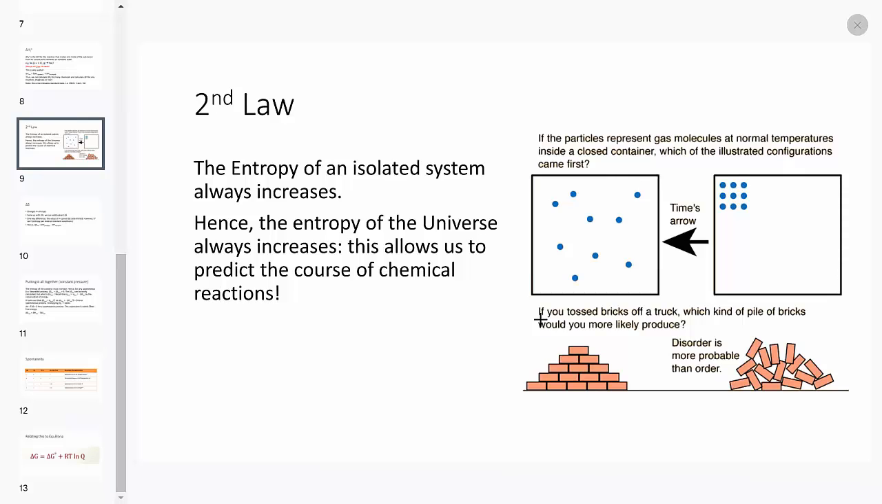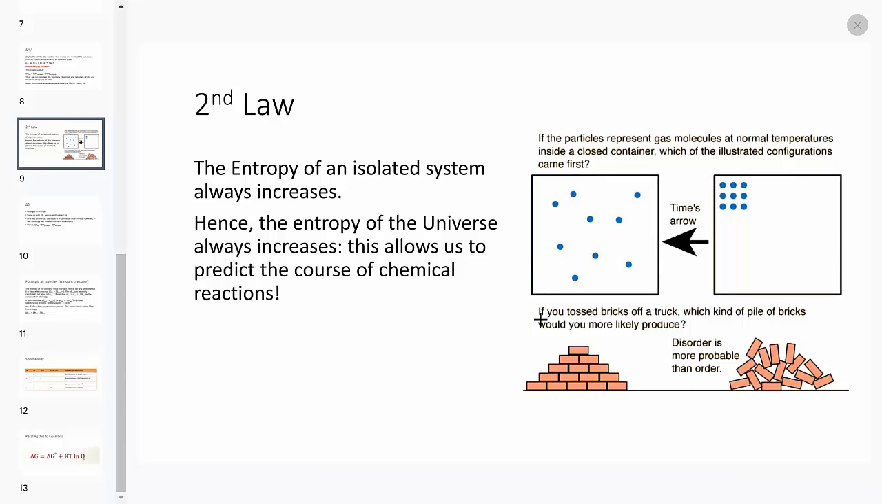Entropy, you can think of it as a measure of disorder. Strictly speaking, it's a measurement of how many microstates a system can have. So like how many different possible states the system can exist in, microstates. So entropy, but for now you can just think of it as disorder. So the disorder of an isolated system will always increase.